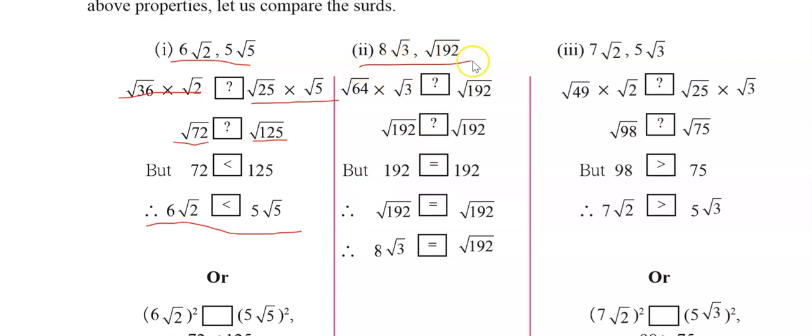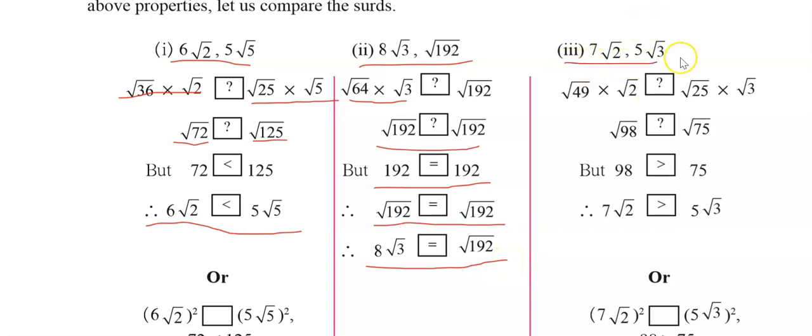Now the next example, that is 8 root 3 and root 192. Again here the order is 2, as we are learning surds of order 2. Now 8 can be written as root of 64 into root 3, and here is root 192. Again, as the order is the same, we can write in the same root, that is 64 into 3, which is 192, and here is again 192. Now these two are equal. Therefore 8 root 3 is equal to root of 192.